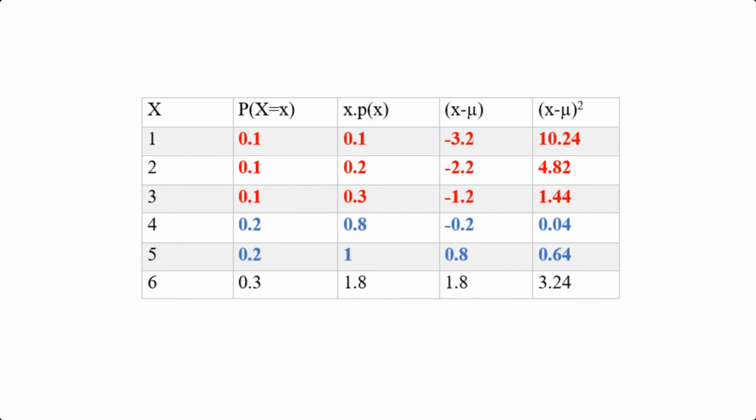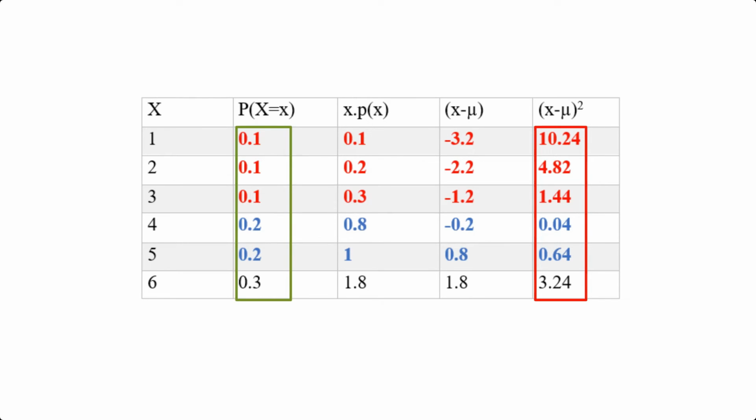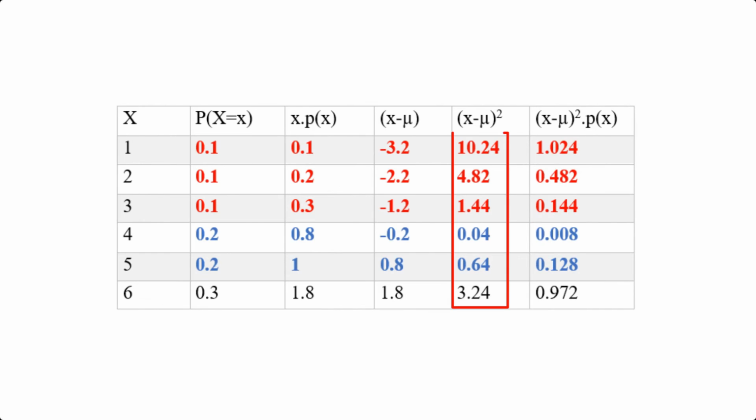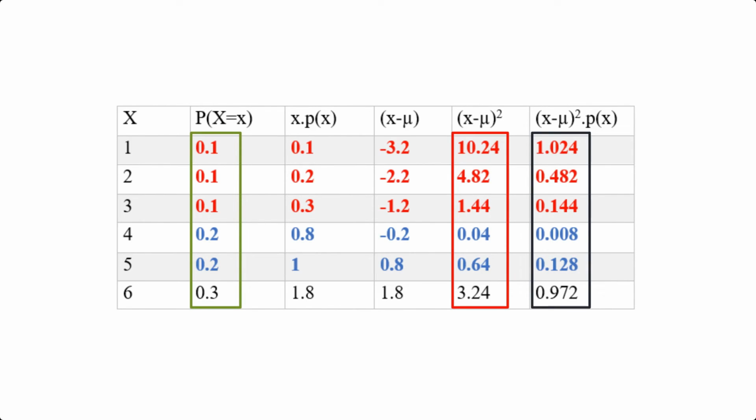So after having that, it's time for us to multiply the square of deviations with the corresponding probability value. So that means 10.24 times 0.1, we have 1.024. 4.84 times 0.1, we have 0.484. 1.44 times 0.1, we have 0.144, down to 3.24 times 0.3, and that gives us 0.972.